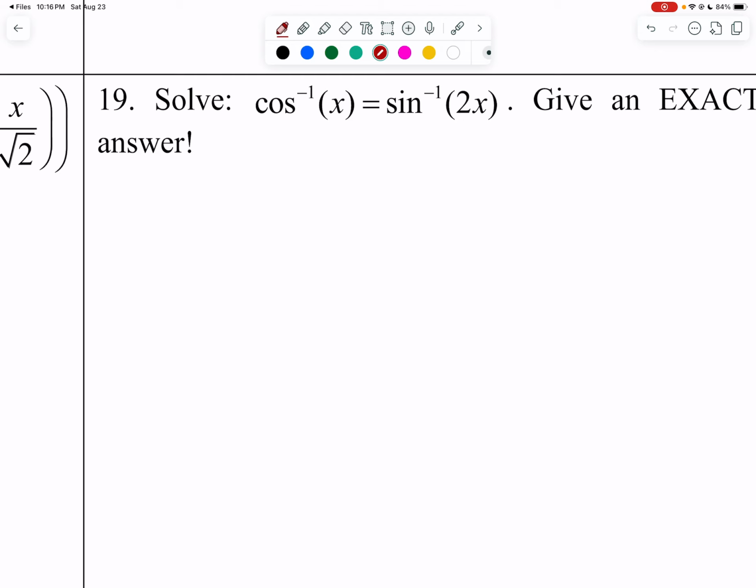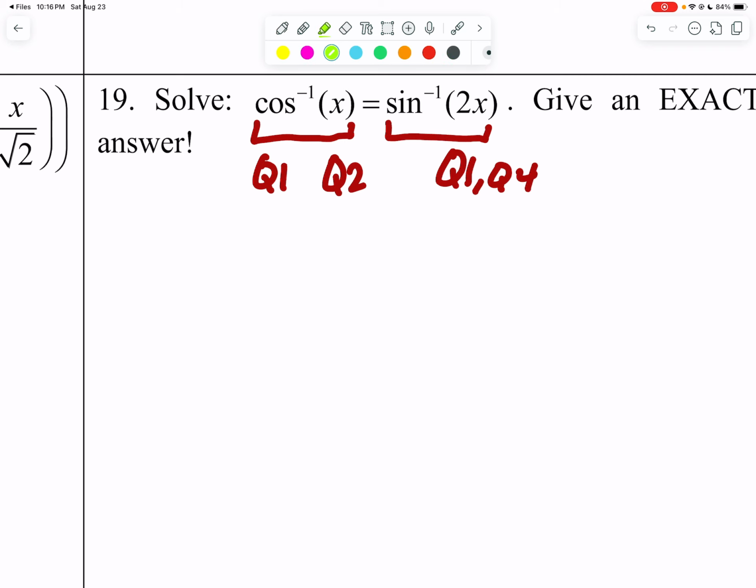Okay, so if I were to think about this logically, we'll see that inverse cosine needs to be in either quadrant 1 or quadrant 2. Inverse sine needs to be in either quadrant 1 or quadrant 4. So this tells me that my answer needs to be in quadrant 1 somewhere. Where? I don't know, but it needs to be in quadrant 1.